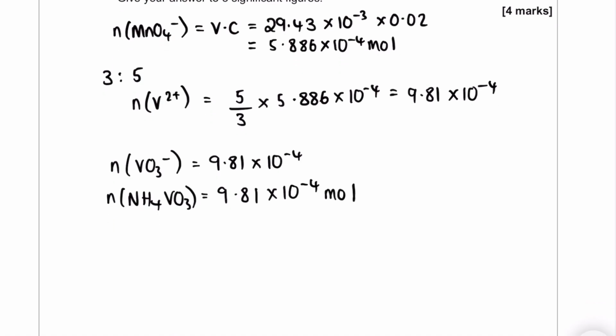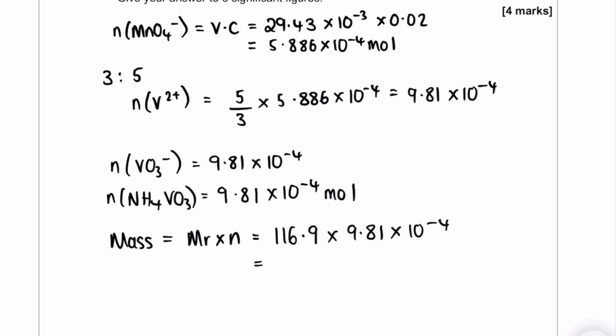So if we want to find the mass, we're going to do mass is Mr times moles. So we'll add up the Mr of ammonium vanadate and times it by our moles. And that's coming out to be 0.115 grams.